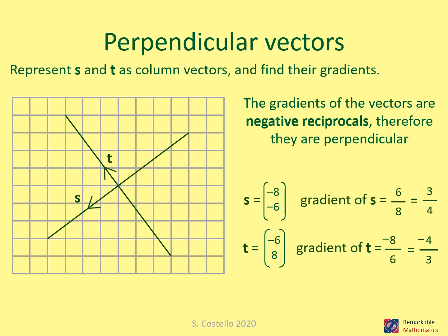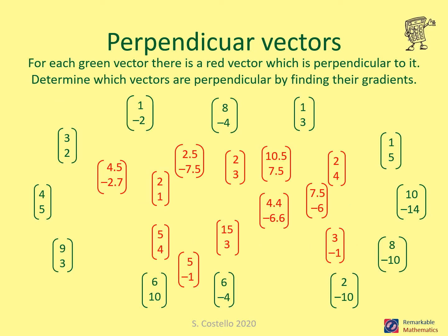We should remember this from when we were working with straight lines. For perpendicular lines, the gradients are negative reciprocals. The same works with the vectors. So perpendicular vectors: for each green vector there is a red vector which is perpendicular to it. Determine which vectors are perpendicular by finding their gradients. So work through that, and once you've done it, come back and check your answers.